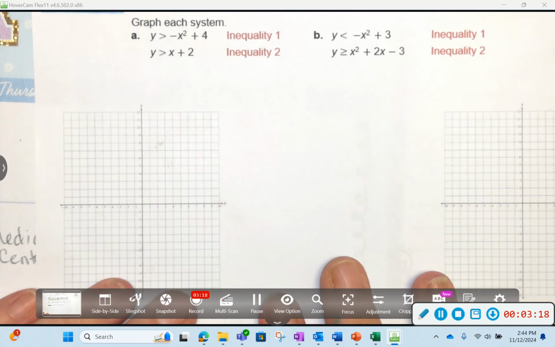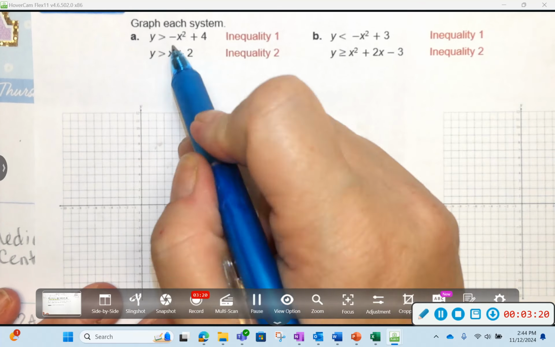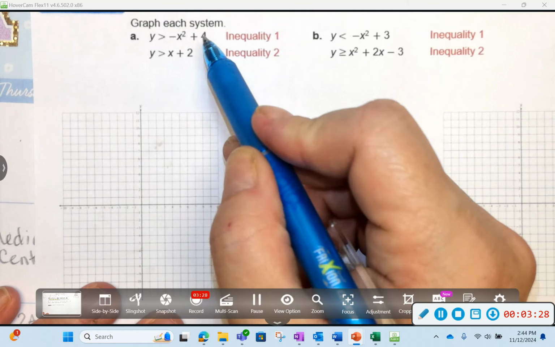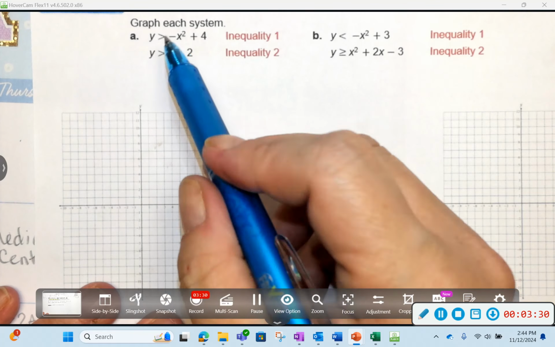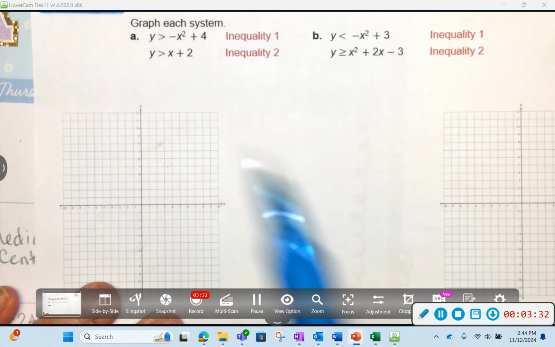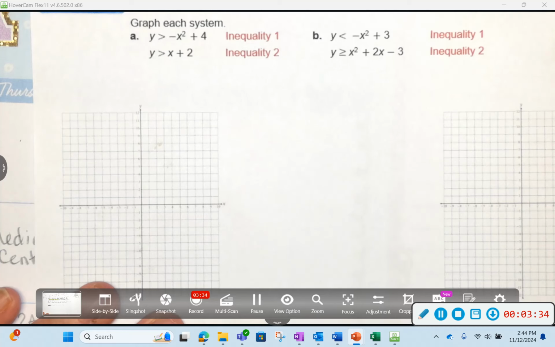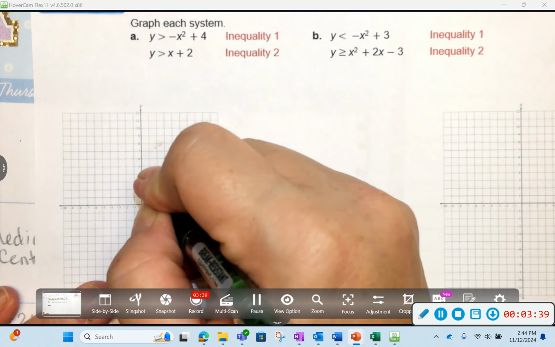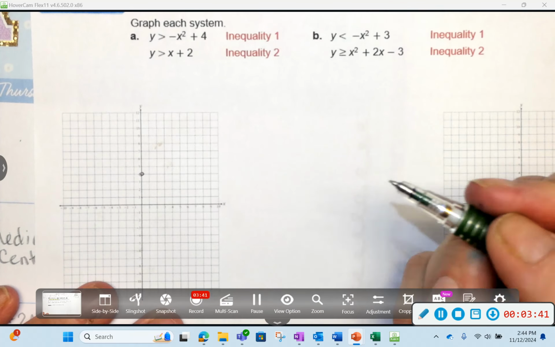Okay, so we're going to graph each equation. So we have negative x squared plus 4. If we have negative x squared plus 4, we know our vertex and our y-intercept are the same thing. This tells me my graph faces down. I'm going to plot with a pencil. All right, so 1, 2, 3, 4. That is my vertex right there. We know it faces down.